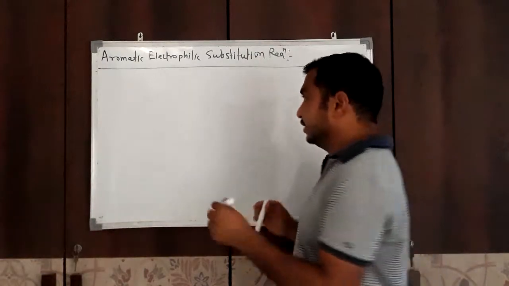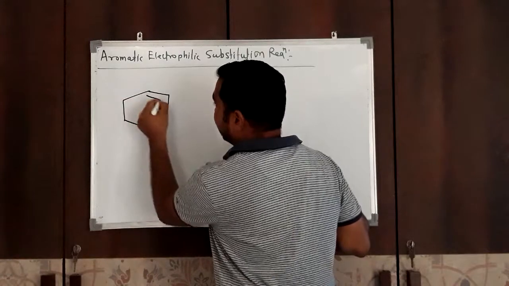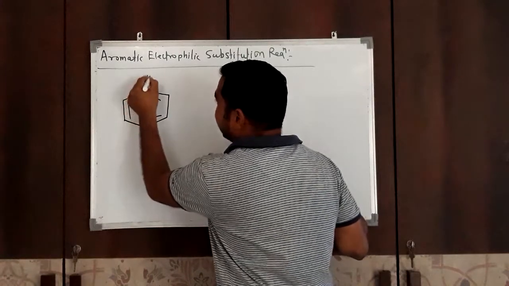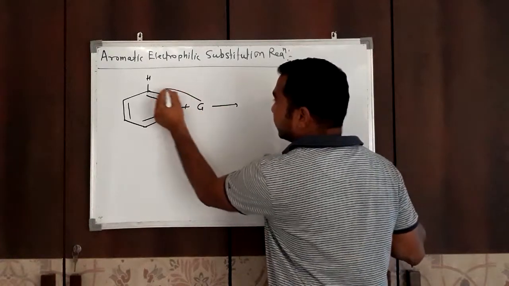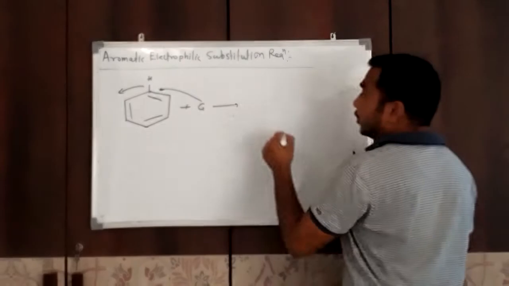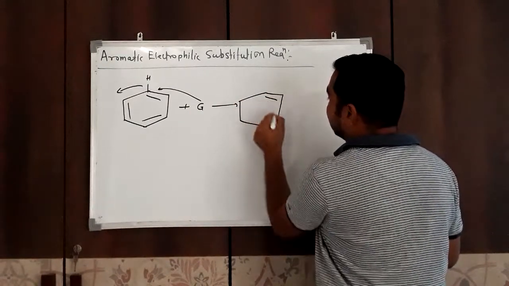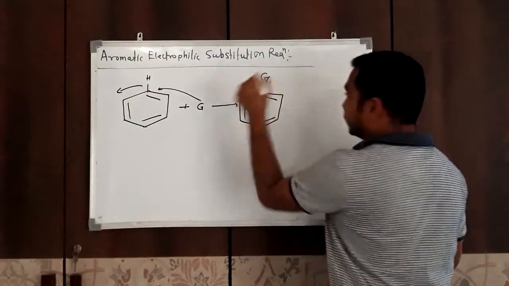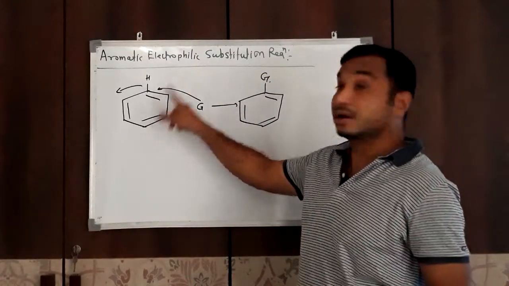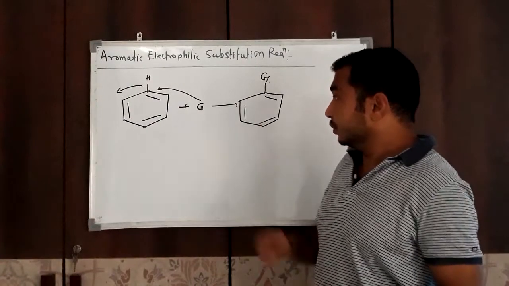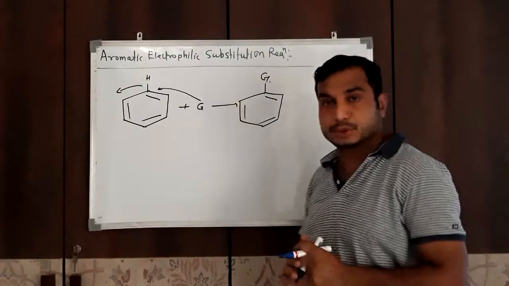Substitution reaction like this: benzene. This benzene has 6 hydrogens, and it is possible to replace a hydrogen by another atom or group of atoms, for example G. That will give a substituted product. This is the substitution reaction given by an aromatic compound or benzene. Now we know the substrate is aromatic, so it is an aromatic substitution reaction.